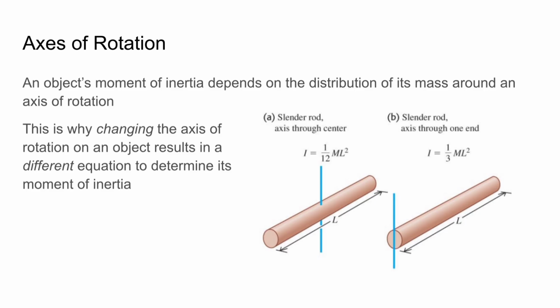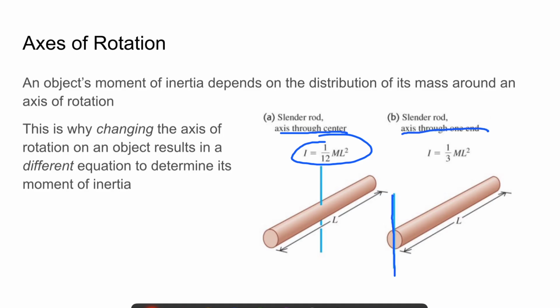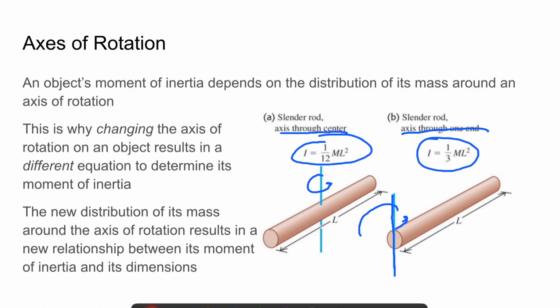If we take any rod and put the axis of rotation through its center, it will have one equation. This moment of inertia will equal 1/12 times its mass times its length squared. But if we take that exact same rod and place the axis through one end, so it's rotating around its end now, rather than its center, then we end up with a different moment of inertia equation: I equals 1/3 its mass times its length squared. So the new distribution of its mass around the axis of rotation results in a new relationship between its moment of inertia and the dimensions of its length or its radius or whatever that may be.